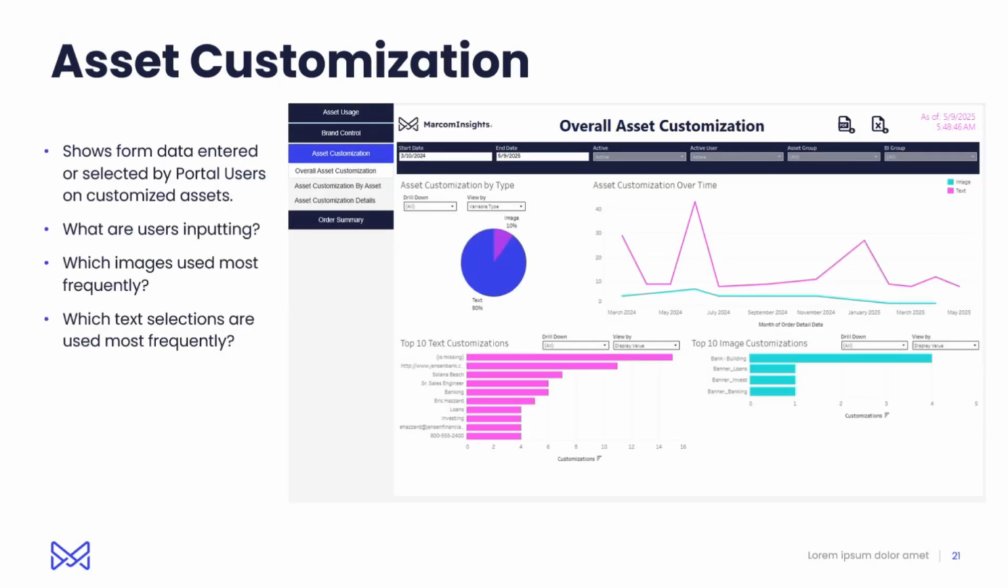Right, so next we have the asset customization dashboards. If you've ever wondered what your users are actually customizing on a template, this is the place to look. So these dashboards show you the form data entered or selected by portal users on customized assets. So these are your version, variable, email, PowerPoint, HTML, and job direct products. In order to get this data, you do need to enable the product for business intelligence. The quickest way is to use the product bulk up spreadsheet, but this is something your Marcom rep can also assist you with.